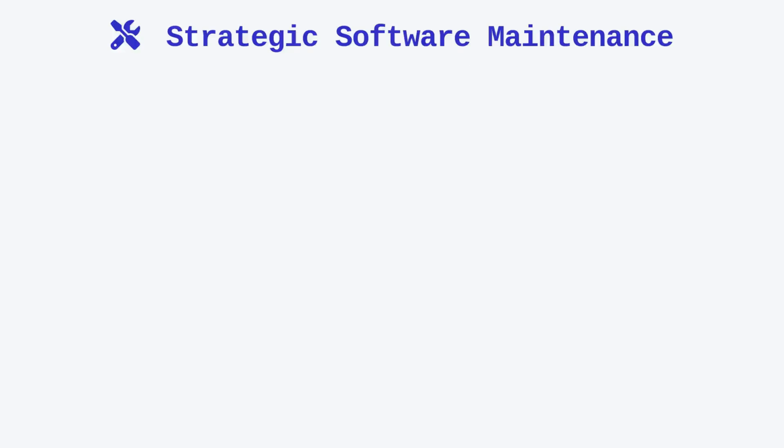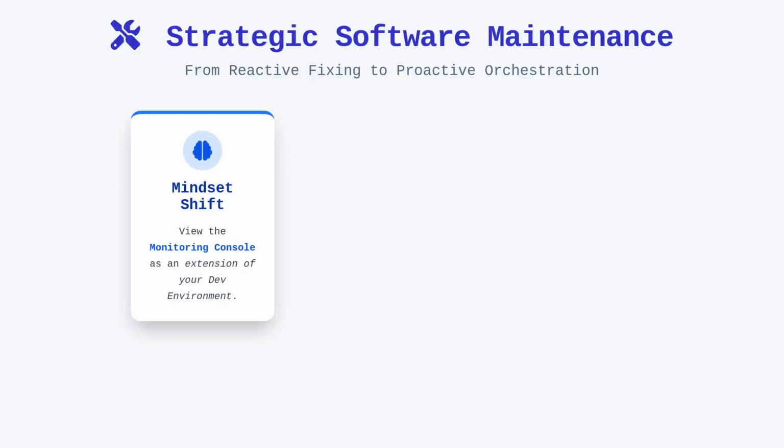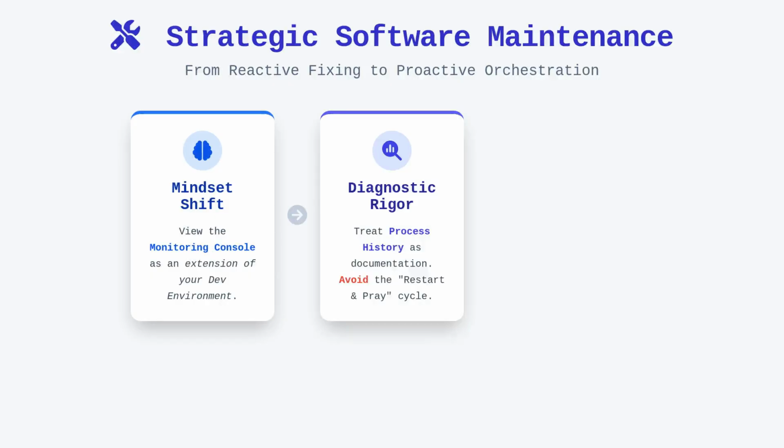Effectively managing these tools requires a methodical approach to software maintenance, where you view the monitoring console as an extension of your development environment. Instead of reacting to production issues as emergencies, you should treat the process history as documentation of how your code behaves under real-world conditions. When you encounter an expression failure, resist the urge to simply restart the node without investigation, as this will likely result in the same error recurring.